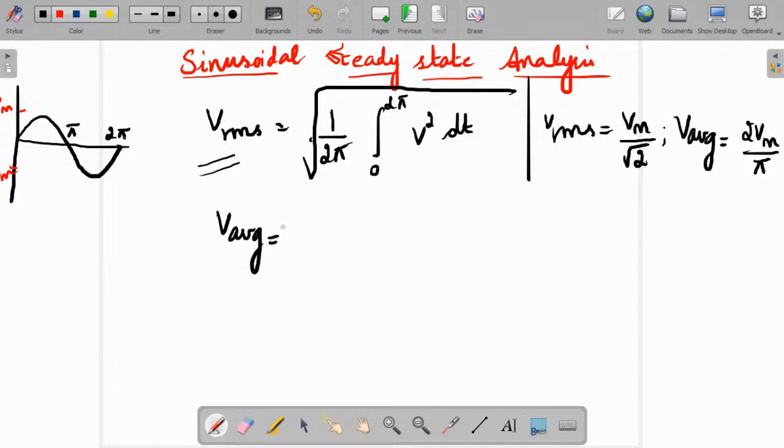அதே இது V average voltage. So it is given by 1 by 2 pi integral, 1 by pi. It is average, right? So it is 1 by pi integral 0 to pi v dt. This is the generalized formula to find the average voltage from a given graph.